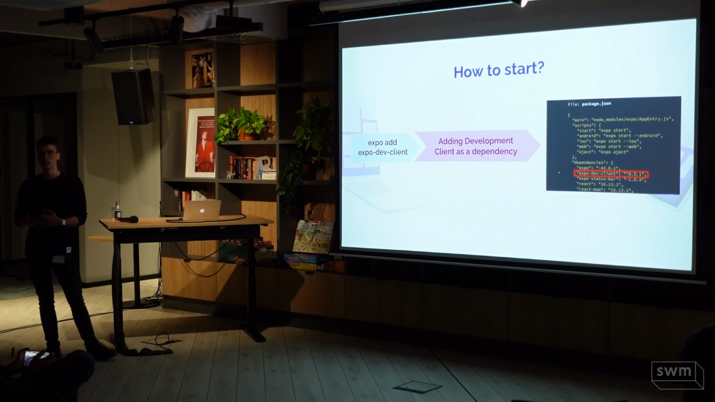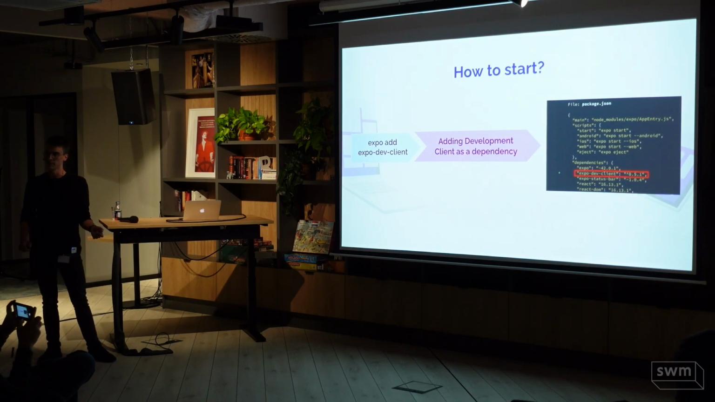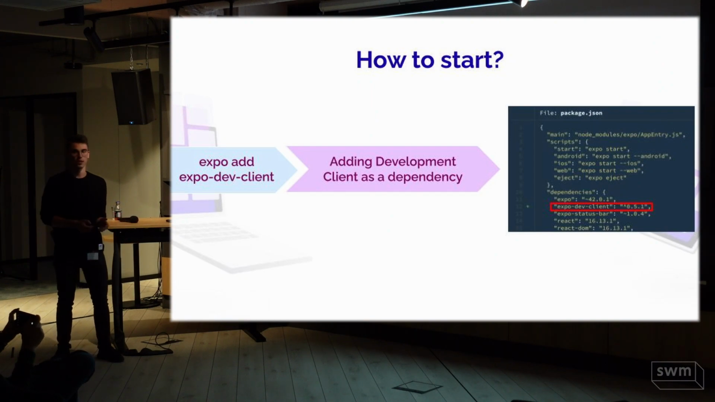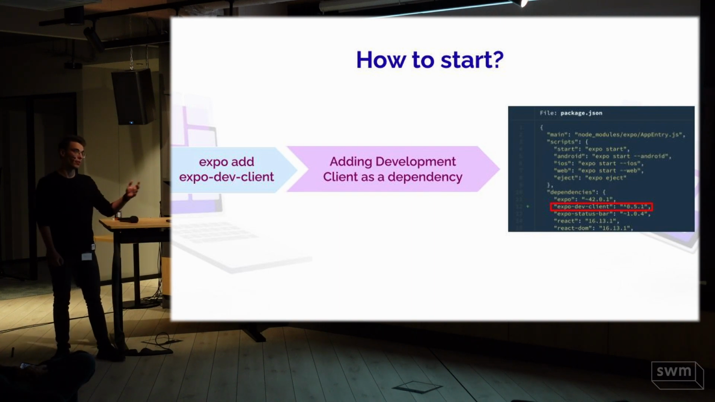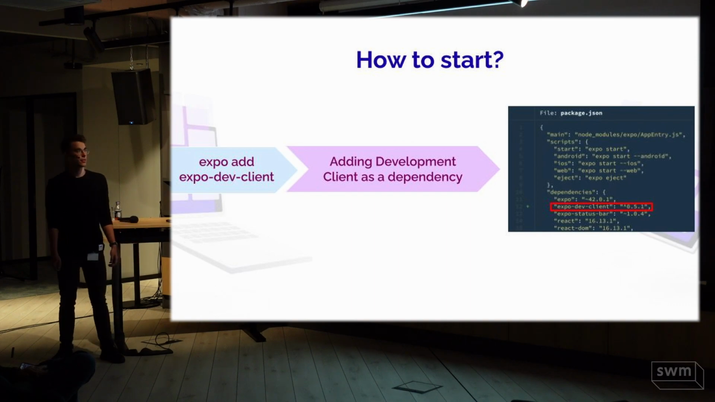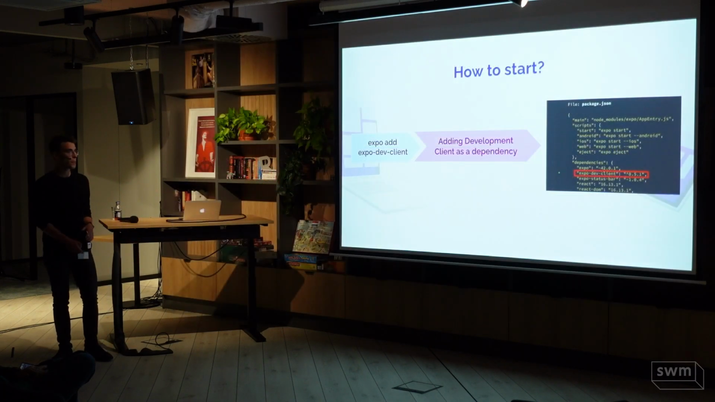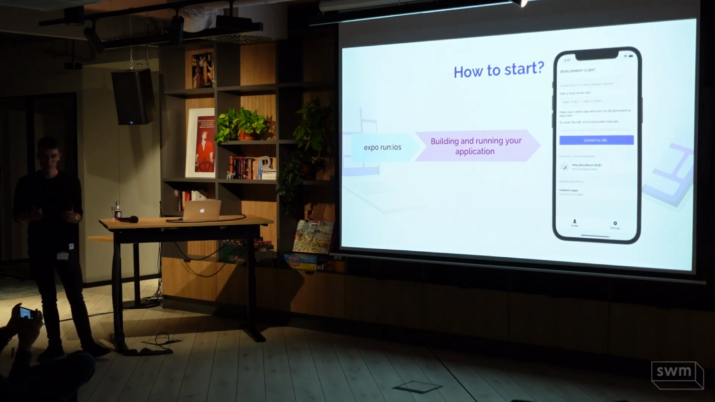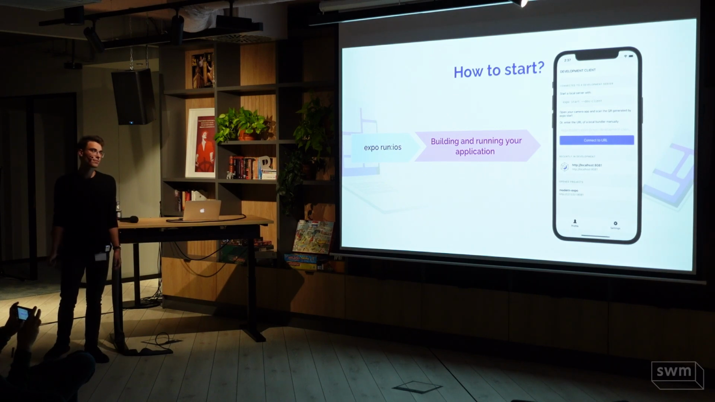Then you need to add expo-dev-client as a dependency. That package contains all the native and JavaScript code, and also the config plugin, which powers the development client. To do it, you can simply run the expo add command. That command will modify your package.json and will install the npm package into your node_modules directory. And in terms of the installation, that's all.